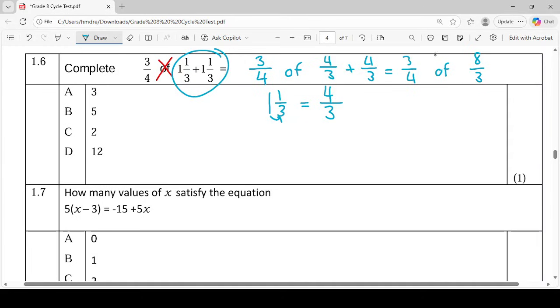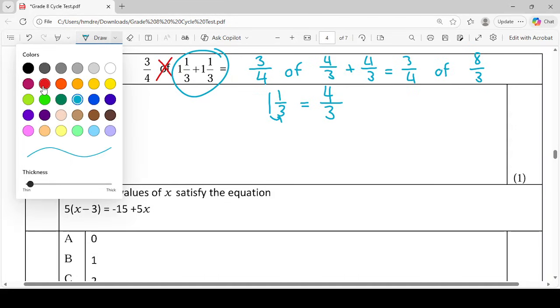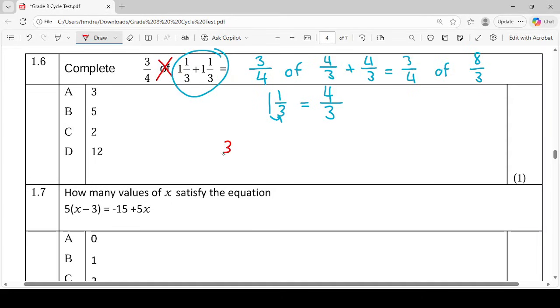Okay, and then like I said, they're testing that you know that this "of" means times. And so what we want to work out here is actually 3/4 times 8/3. And when multiplying fractions, it's really straightforward. We just go top times top. 3 times 8 is 24. Bottom times bottom. 4 times 3 is 12. If we simplify this, 24 divided by 12 is 2.